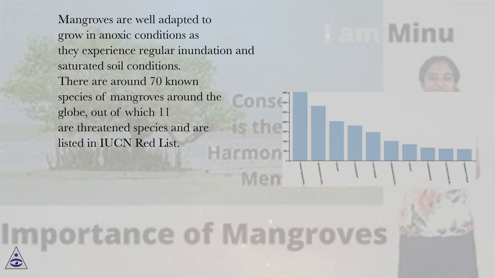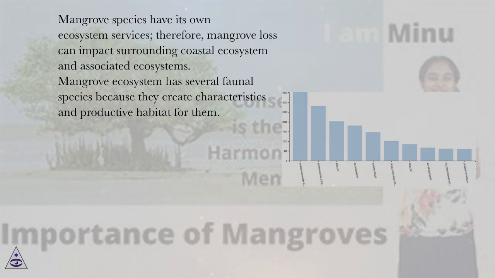Mangroves are well adapted to grow in anoxic conditions as they experience regular inundation and saturated soil conditions. There are around 70 known species of mangroves around the globe, out of which 11 are threatened species and are listed in the IUCN Red List. Mangrove species have their own ecosystem services, therefore mangrove loss can impact the surrounding coastal ecosystem and associated ecosystems.